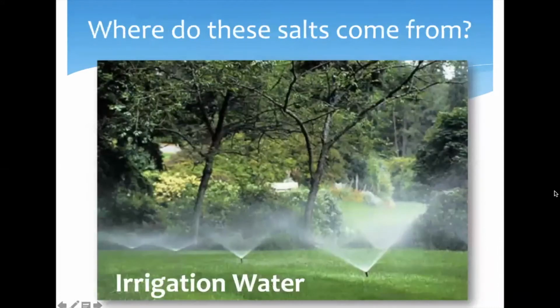So where else do these salts come from? It can come from irrigation water. With irrigation water, sometimes you have high amounts of salt in the water. So if you use salt or saline water to irrigate your plants with, that's what the soil is going to retain. And it's also going to have a lot of salt as well.